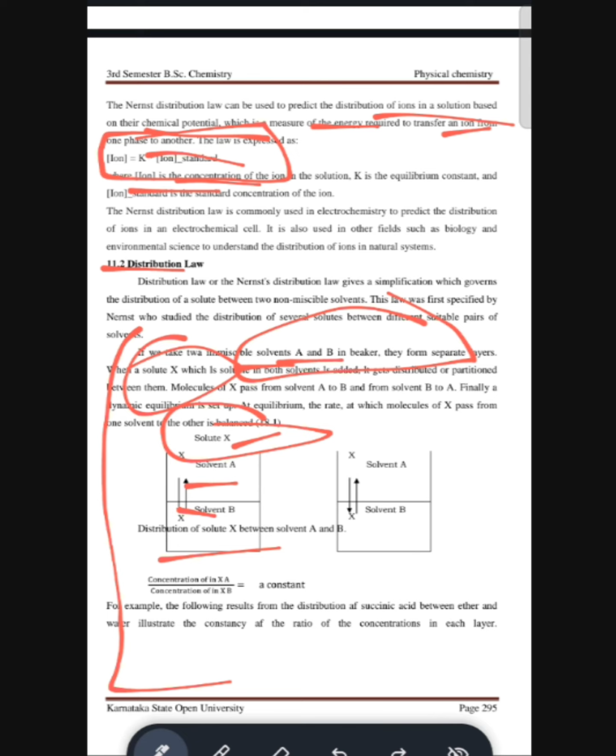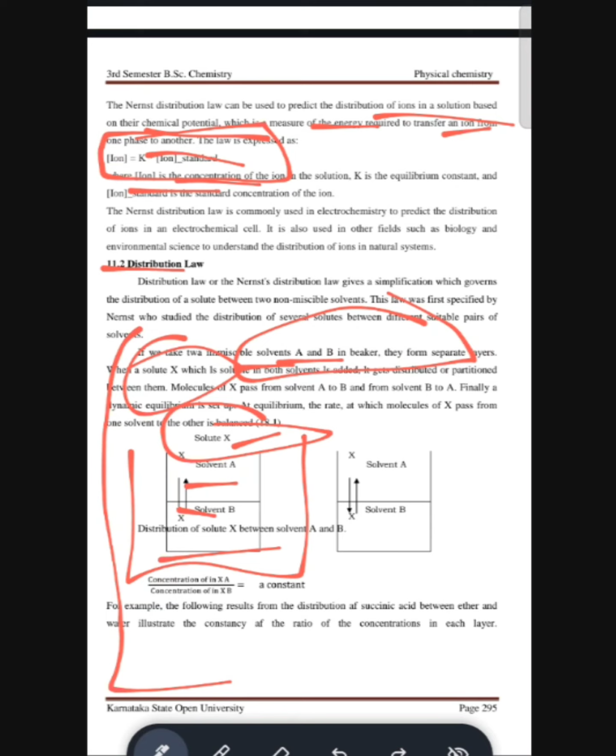At equilibrium, after a certain time, some molecules of X, that is the acid, will be dissolved in solvent A and some molecules dissolved in solvent B. So after a certain time, it will come to the dynamic equilibrium. At equilibrium, the rate at which molecules of X pass from one solvent to the other is balanced.